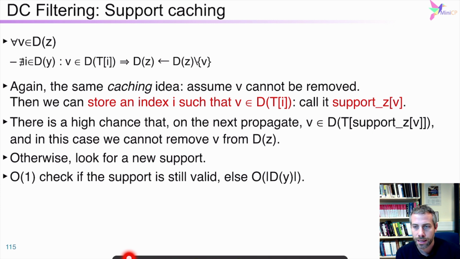It is also using this idea of caching the support. And so we will introduce for every value V in the domain of the variable Z, a support that will contain the index of one variable of T, so that this value V belongs to the domain of Ti. Because the next time that you call propagate, there is a chance that this value is still valid, and in that case we can verify it in constant time. So you can again save a lot of computation using this idea of support caching also in that direction.